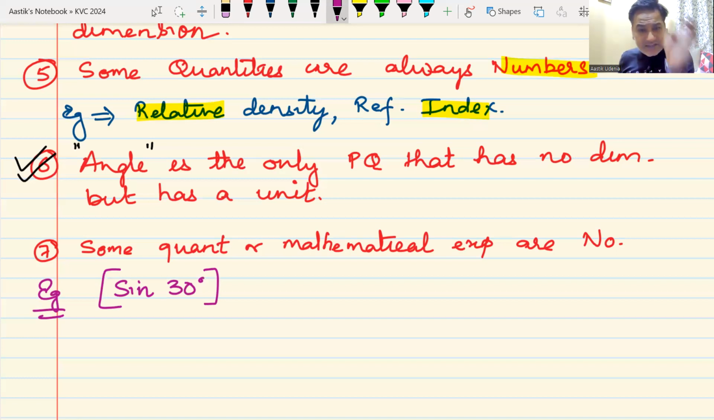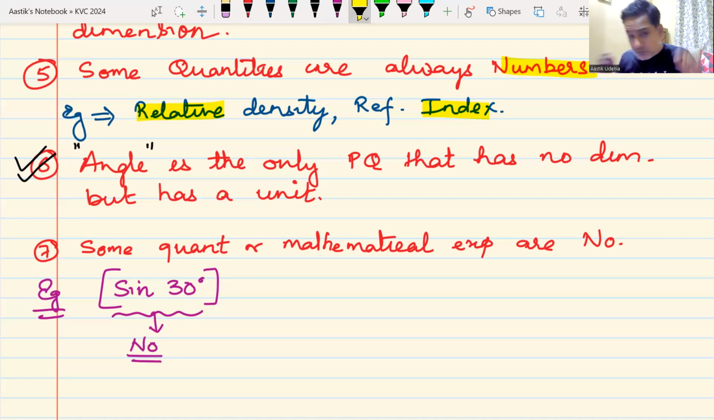So whenever you have sine of something, this entire quantity is a number. Do we understand this? Yes or no? This entire quantity is a number. So whenever you have sine, it's a number. Whatever is there, you'll always get a number. You'll always get some value. So this entire quantity is a number.